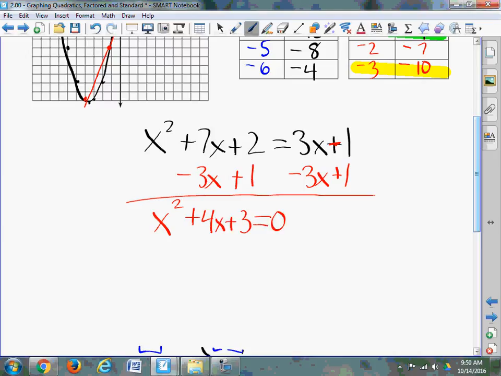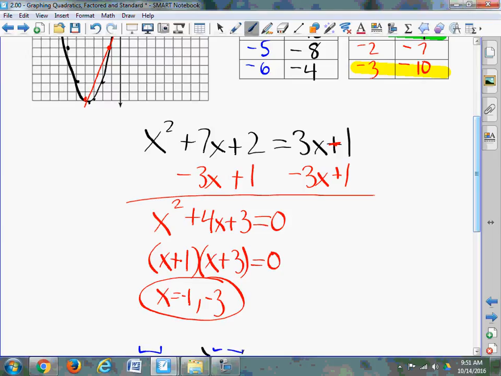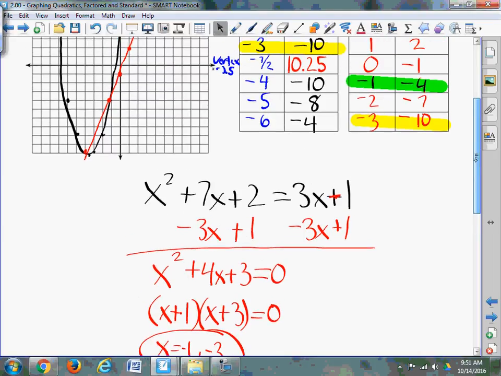And I'm trying to find two numbers that multiply to 3 and add to 4. There's only two numbers that multiply to 3. It's 1 and 3, which do add to 4. All right, to make those 0, you'd plug in a negative number. So x is -1 and -3, which is the same solutions we already had in the table. All right, that's it.